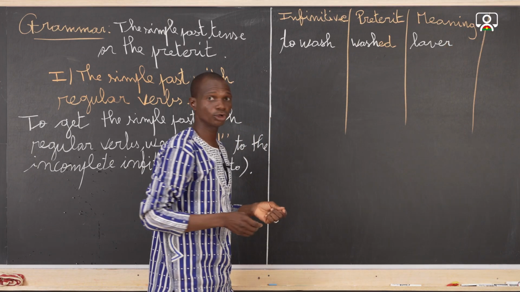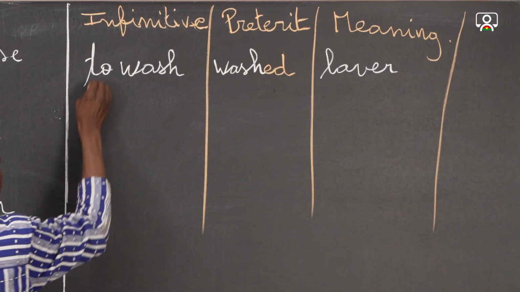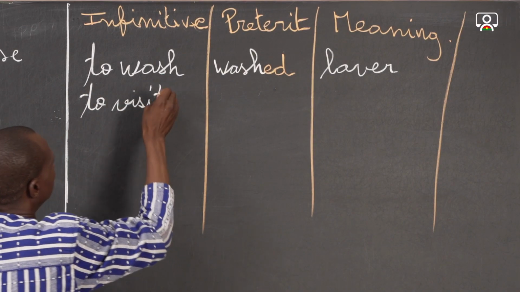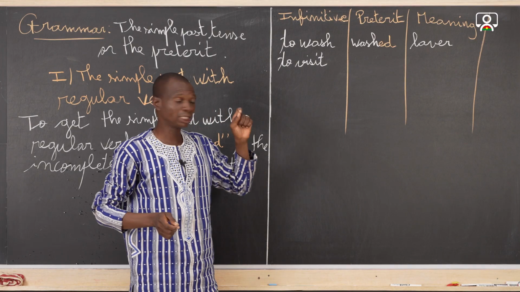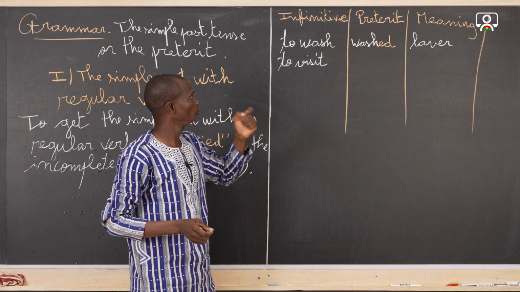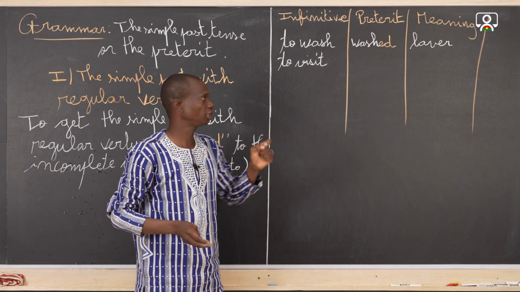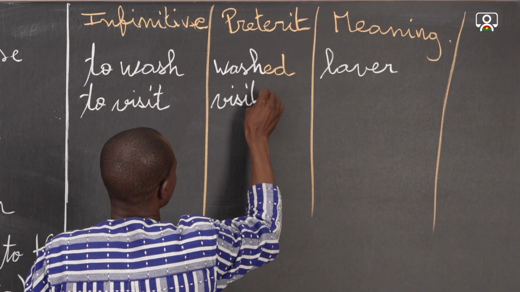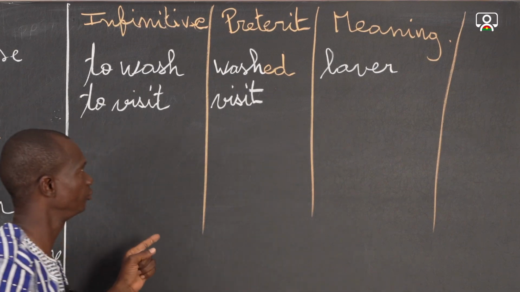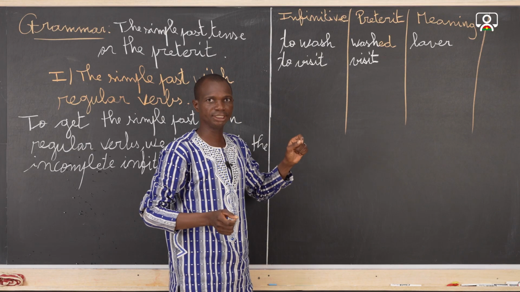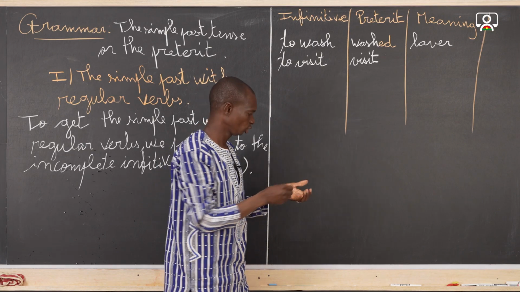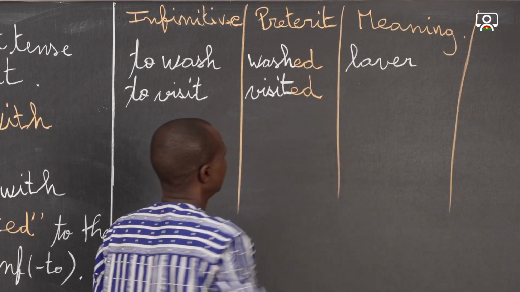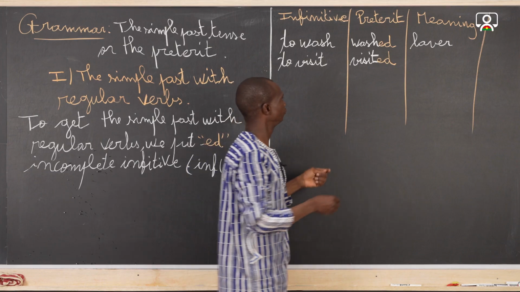And we have also another verb, to visit. To visit is a regular verb. And if we want the preterit of this verb, we put ed to the incomplete infinitive. The incomplete infinitive is visit. So if we put ed, we get visited, which in French means visiter.